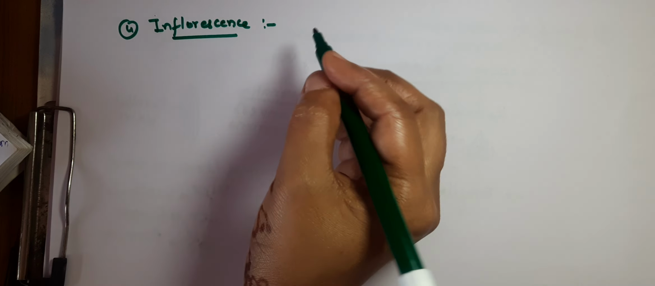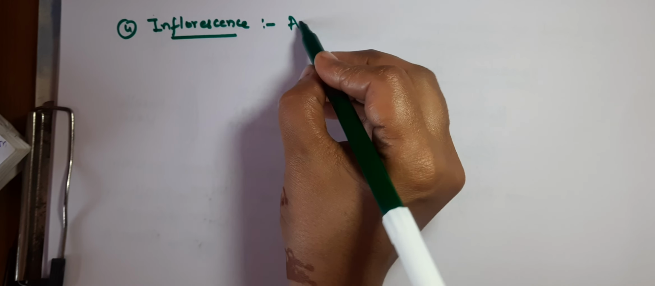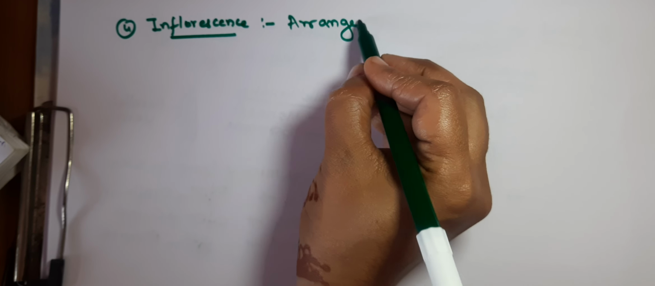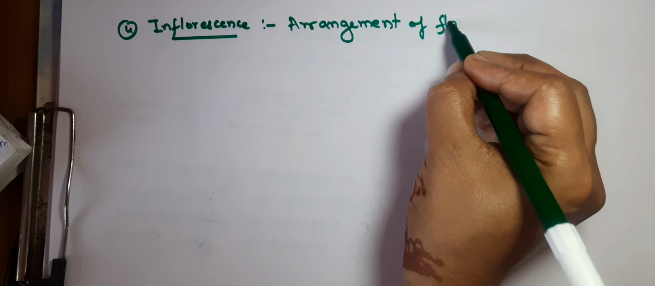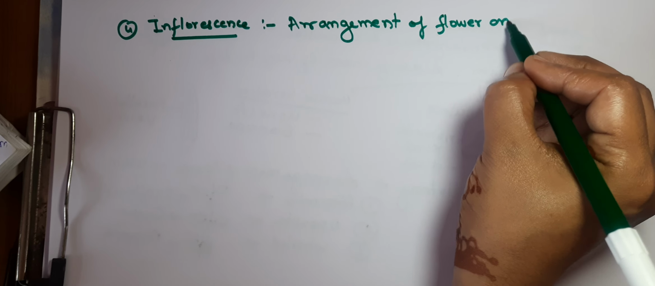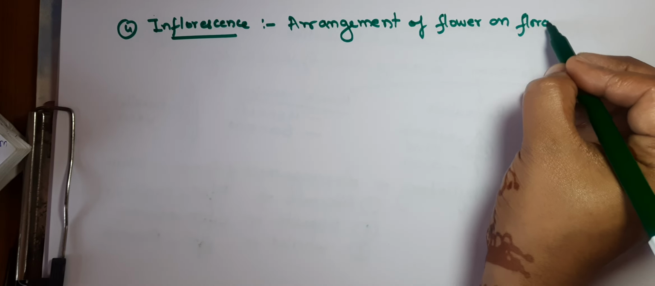Now let's talk about the inflorescence. Student, what is inflorescence? It's the arrangement of flowers. If somebody asks you the definition of inflorescence, then it is the arrangement of flowers, where the flowers are arranged on the floral axis.